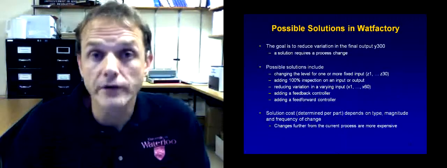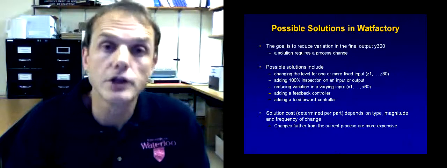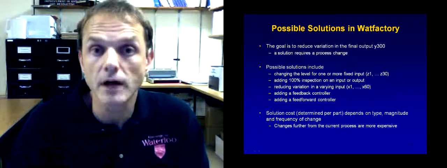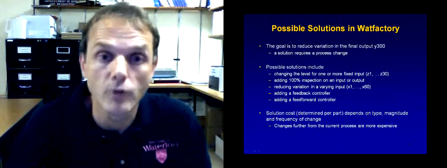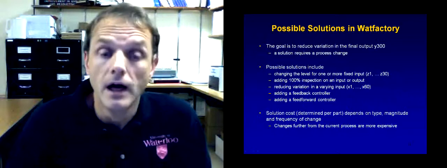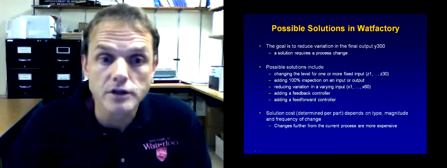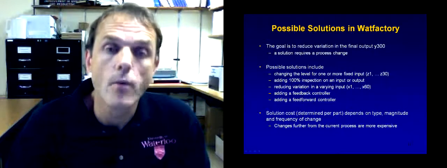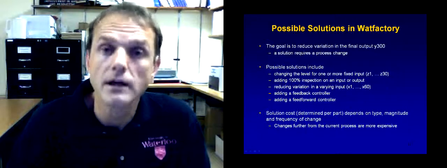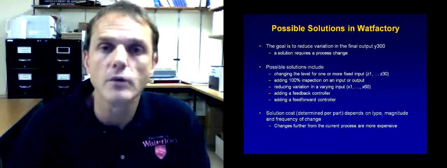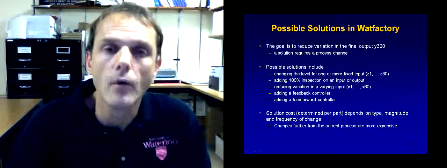Near the end of WatFactory, hopefully you'll be getting down to looking for solutions. In other words, changes to the process that will make the process operate with less variability in the final output, Y300. There are many different types of solutions possible. There are these 5 options, the first 3 of which can be conducted simultaneously or together, if you like, and the last 2, due to limitations within WatFactory, can only be done on their own.